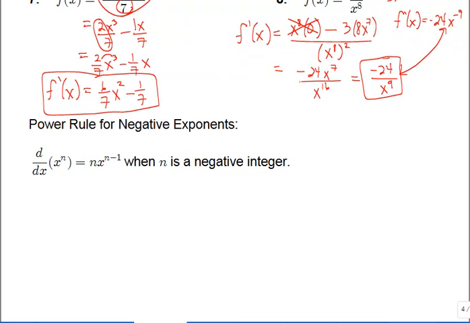Now this power rule that we've been talking about, I just want to mention that this power rule does apply no matter what kind of power you have. It can be any integer, positive or negative. It can be any real number as well, fractions, decimals, and so forth. So the power rule works for any kind of power n.